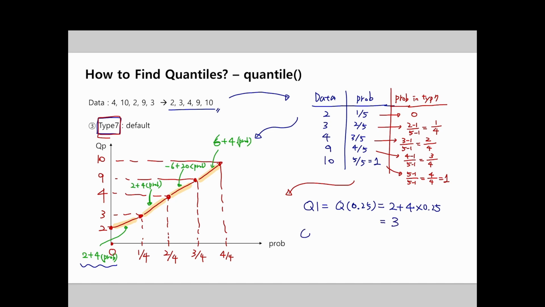That is 3. And the Q2 is Q 0.5. And we insert this function, that is 2 plus multiply 5 equal 4. Okay, and the Q3 is Q 0.75 equal to... we use this function, minus 6 plus 0.75 equal 9.